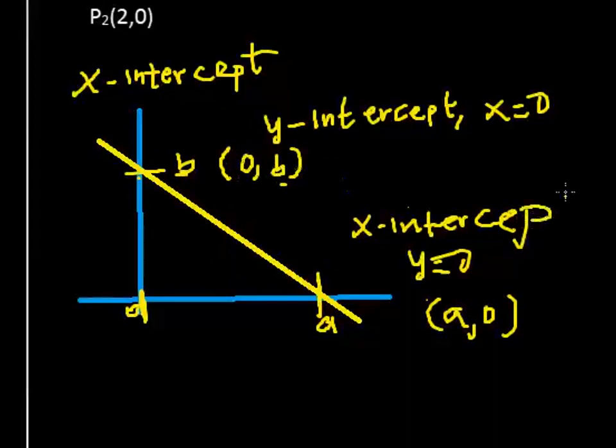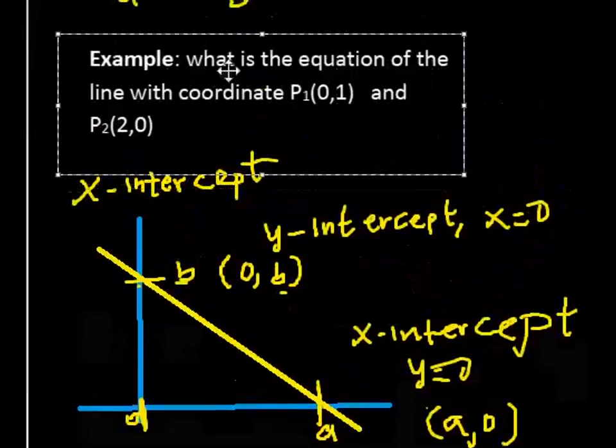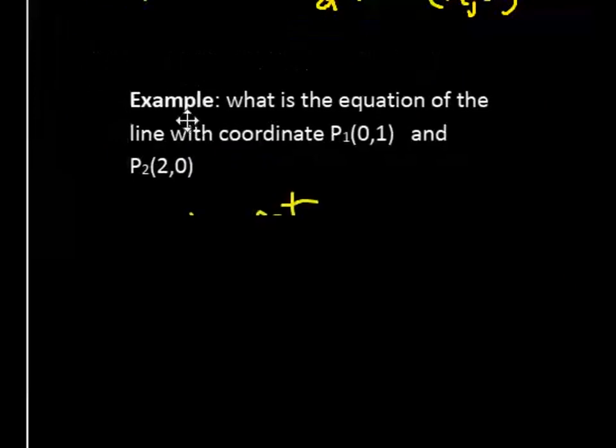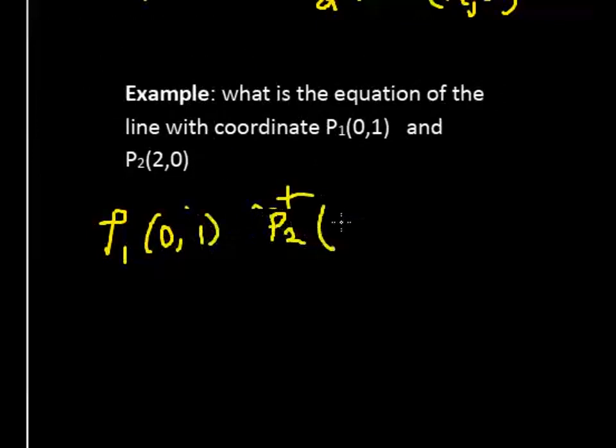So now that's just what you're going to be looking at in this question. Let me bring it down. In this question, what is the equation of the line? From the question, P1: x there is 0 and y is 1, so that is the y-intercept. P2: 2, 0, the x-intercept. So in this case I can simply say that b, being the y-intercept, is 1, and a, the x-intercept, is 2.